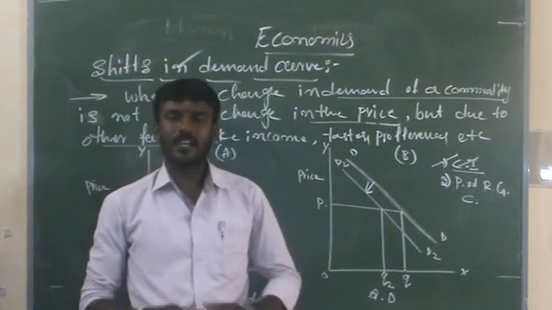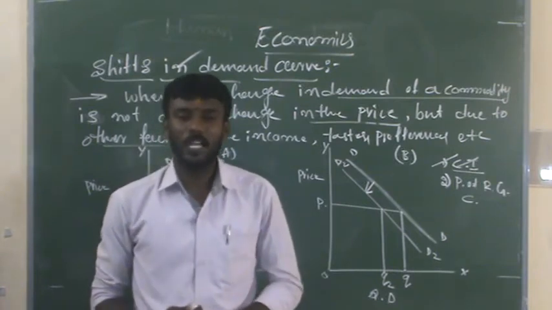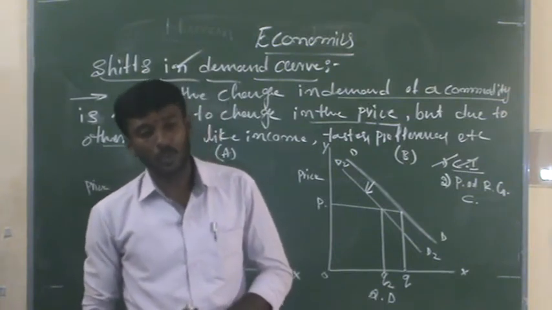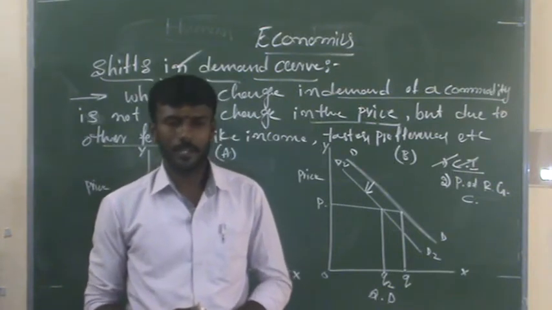When the price of the related good, I mean the complementary good, increases, the demand for the complementary good also increases, right?